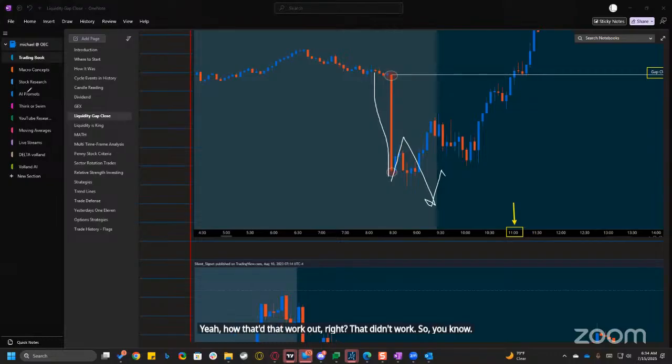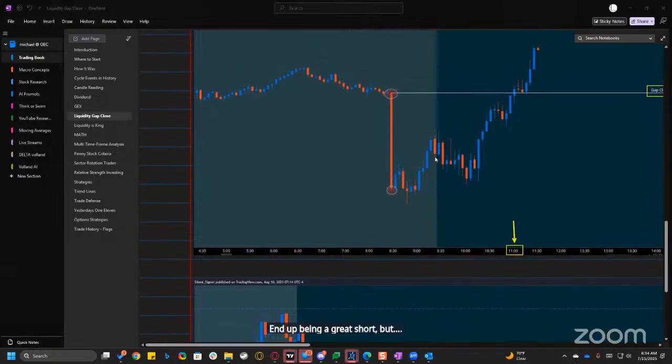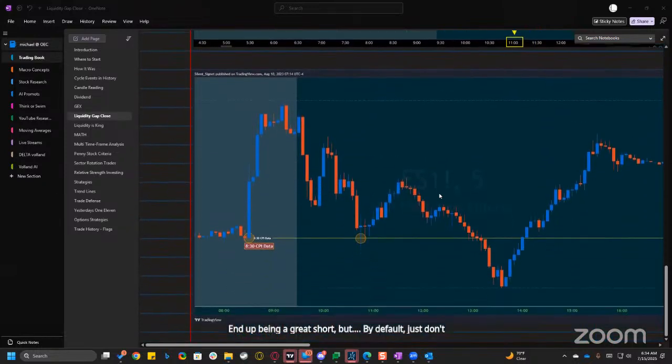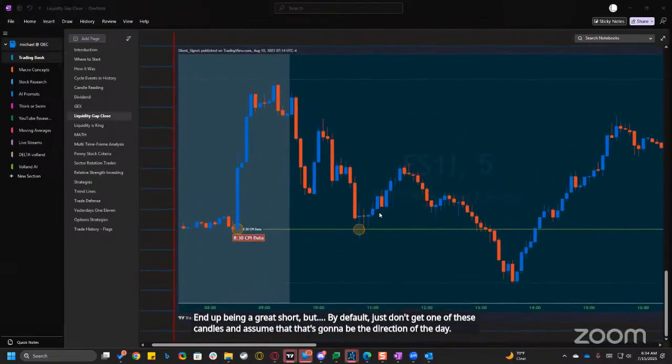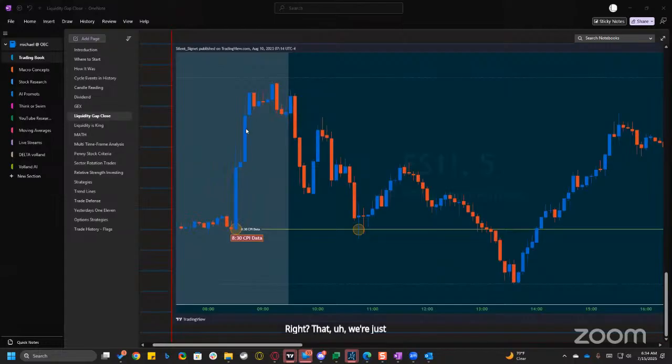So, not to say that the short wouldn't have been good. Sometimes it can end up being a great short, but by default, just don't get one of these candles and assume that that's going to be the direction of the day, right? That we're just going to keep mowing on in that way without getting that gap closed.